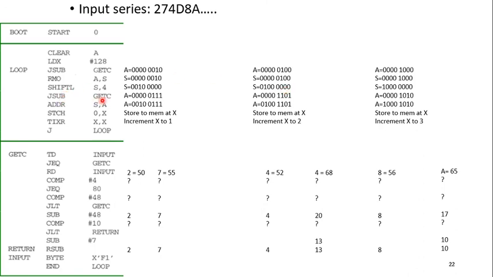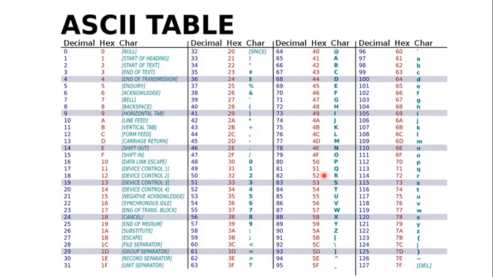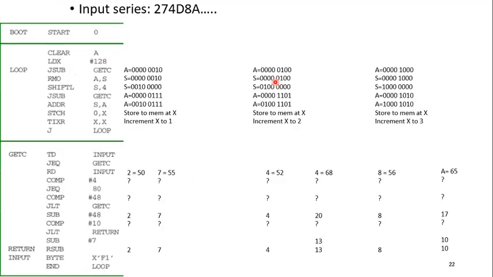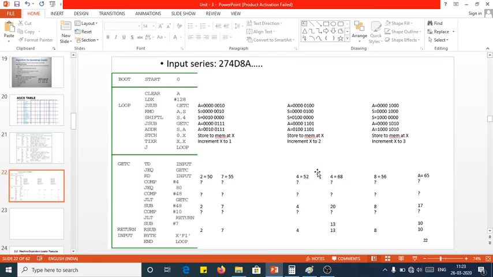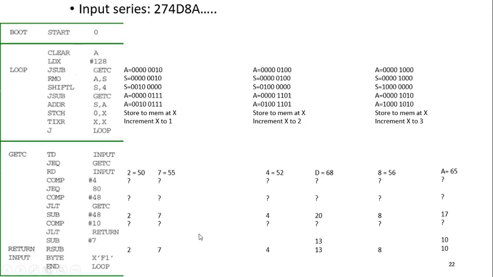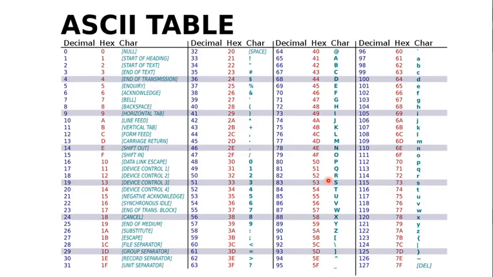Then again you call the get C. When you call this get C again, it reads the next character. What is the next character? It is D. Sorry, this is not the 4, it is the D. The decimal equivalent of D is 68.